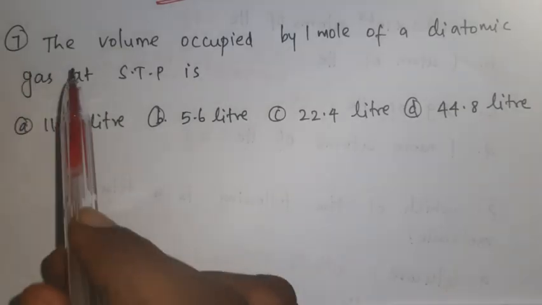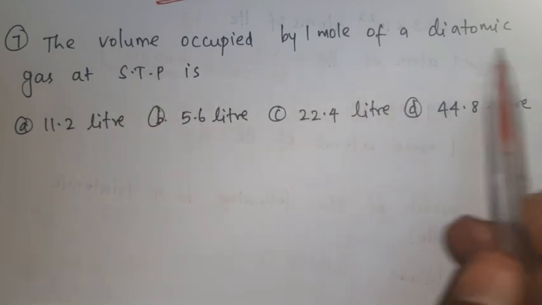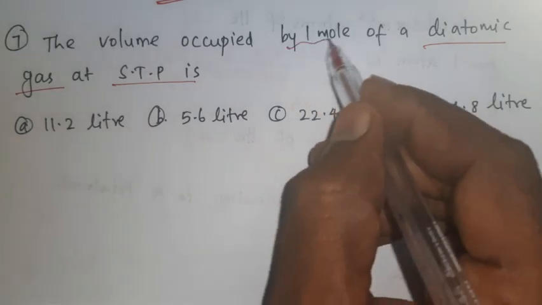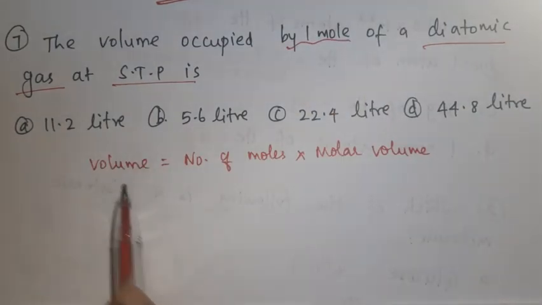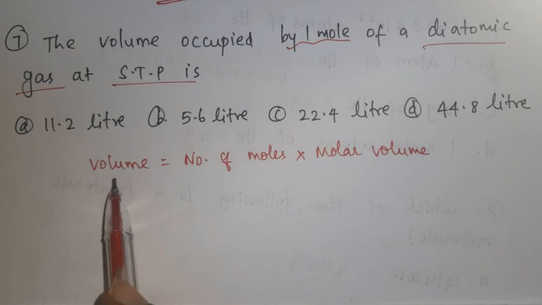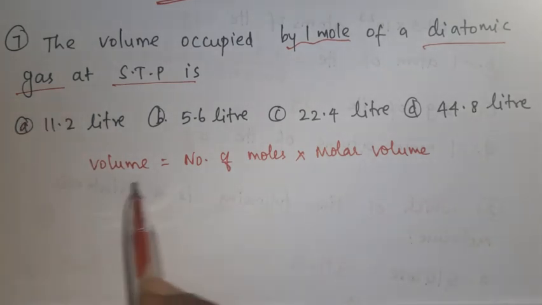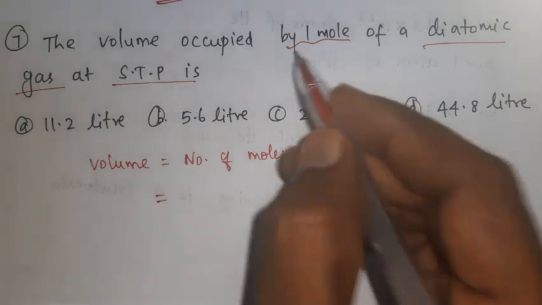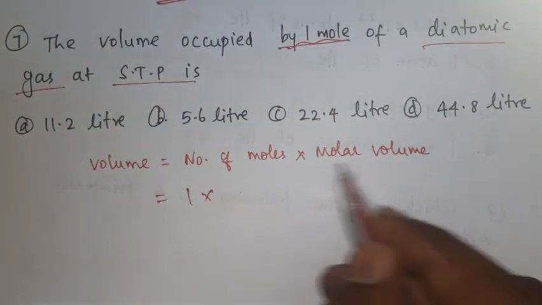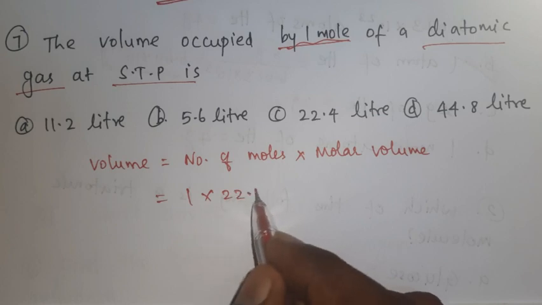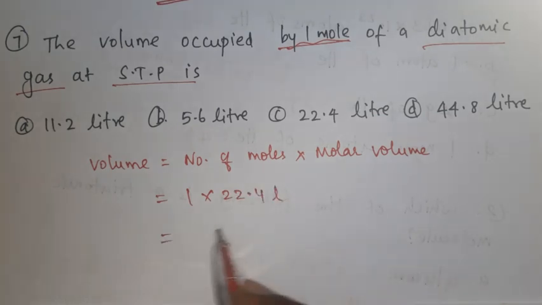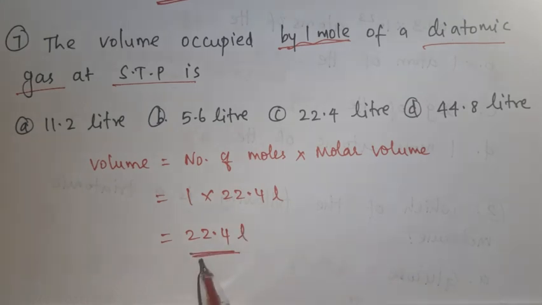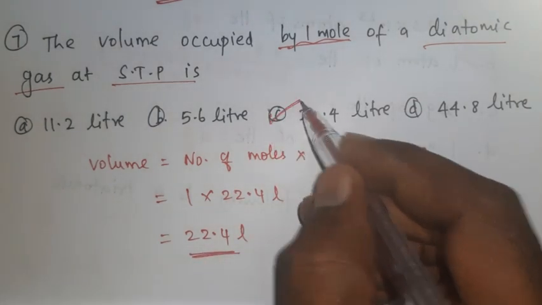Seventh, choose the best answer. The volume occupied by 1 mole of a diatomic gas at standard temperature and pressure. We know that the volume occupied by 1 mole of diatomic gas at STP is number of moles into molar volume. Now number of moles given is 1 mole. Molar volume is 22.4 liter. If you multiply, you will get 22.4 liter. According to this, option C is the right one.